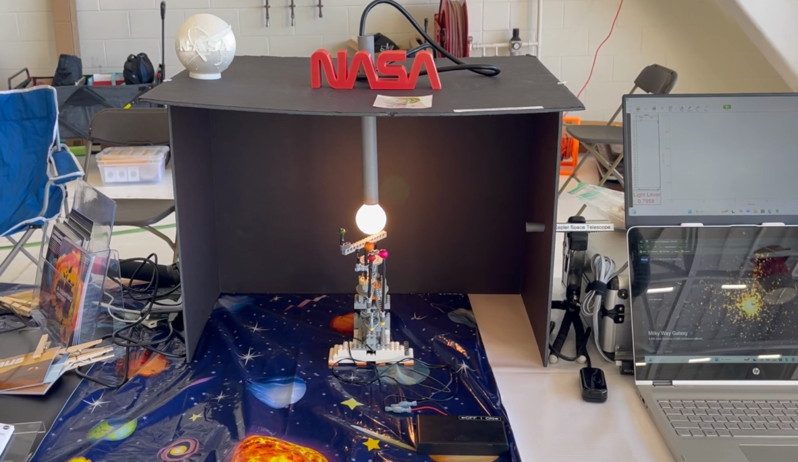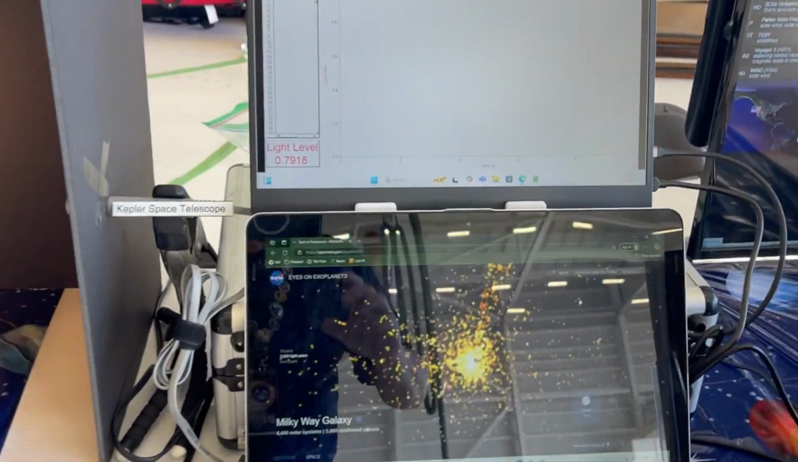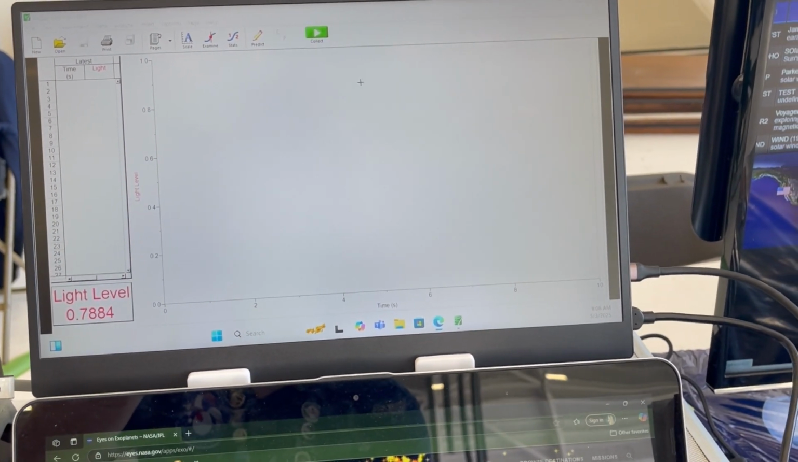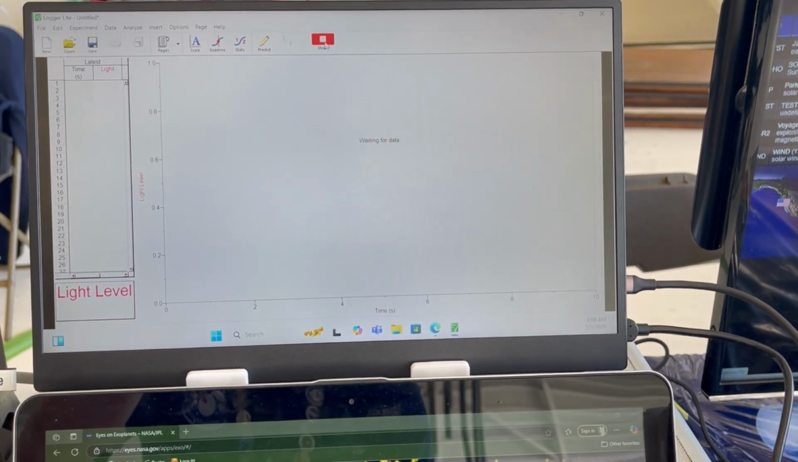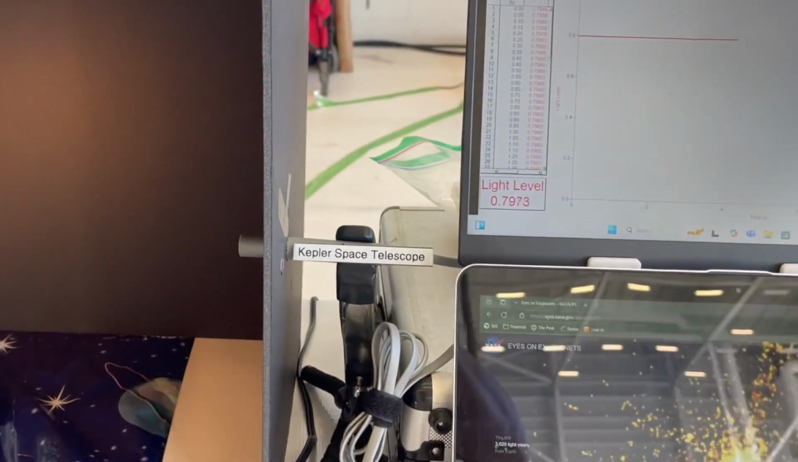Okay, here we have the light meter just looking at that star, or the space telescope looking at that star with no planets orbiting in front of it. And as we look at the overall light output, it remains pretty constant. Nice and flat.